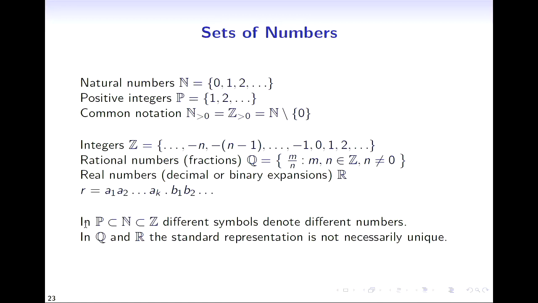An interesting property of the positive numbers, the natural numbers and the integers, is that different symbols denote different numbers. 3 is not the same as 4. But in Q and R, the standard representation is not necessarily unique. And this is clear. 1 over 3 is the same as 2 over 6. Or 0.333 forever could also be written as 1.3. Or a funny fact is that 0.9999 is the same number as 1.